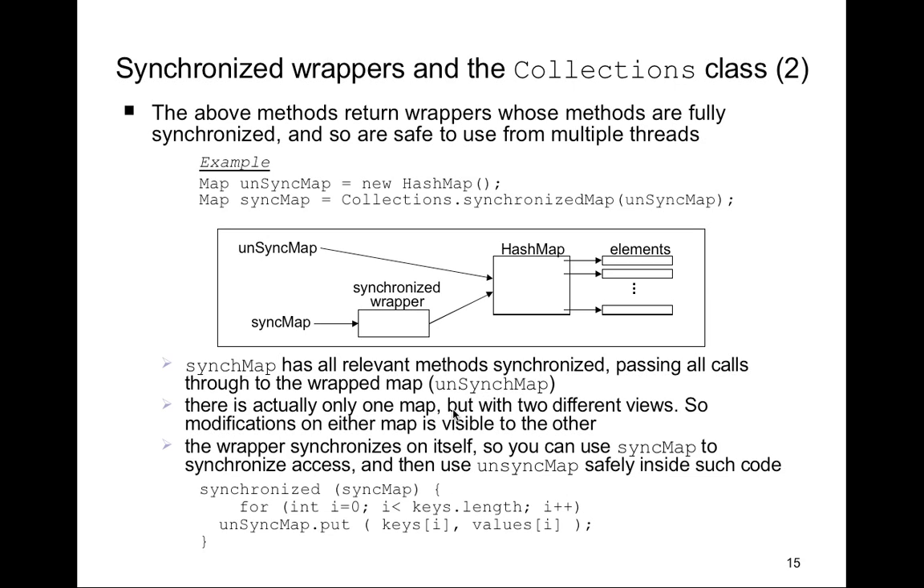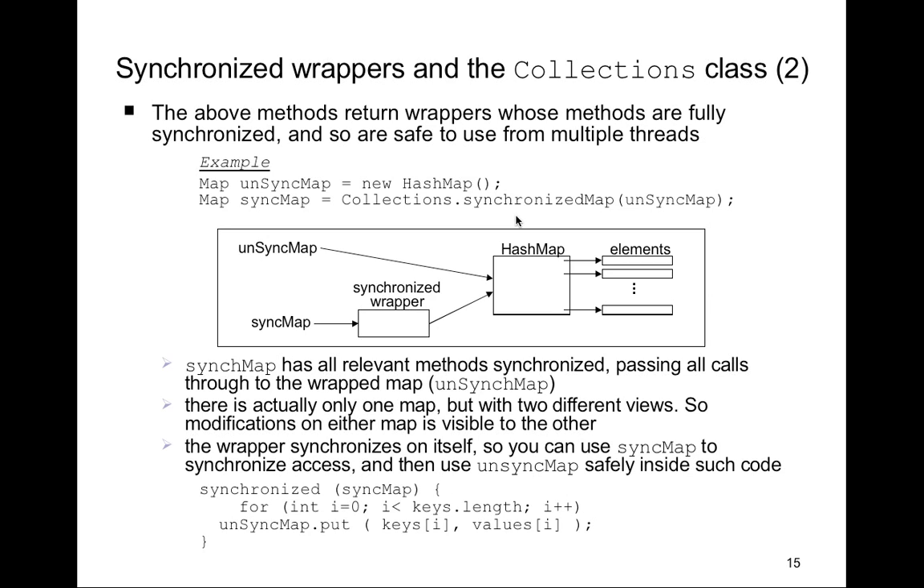And there's actually only one map, but there are two different views to the map. We have one that's synchronized, one that's not synchronized. And so the modifications on either map are visible to the other. So basically, synchronization also makes things visible.